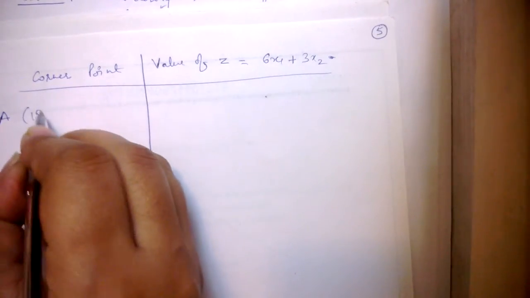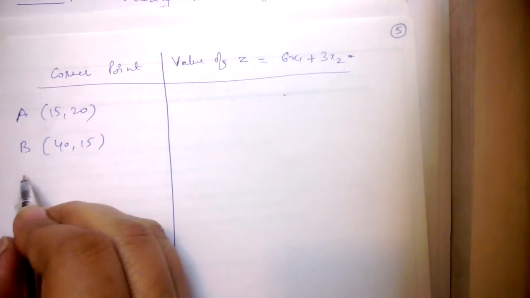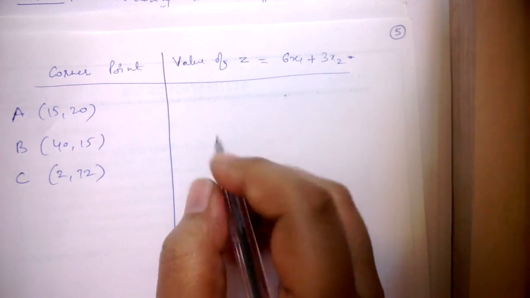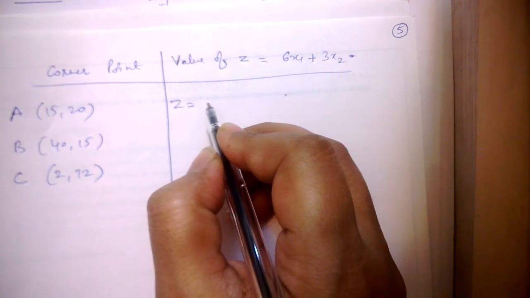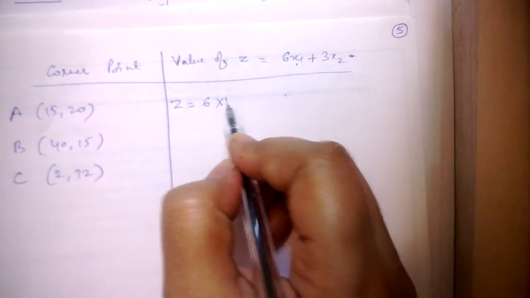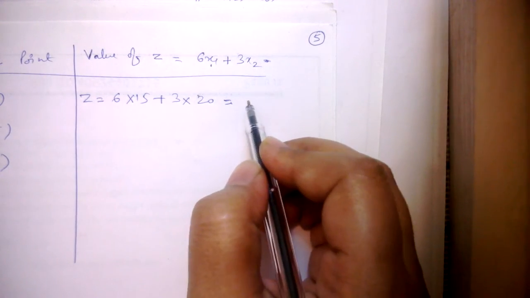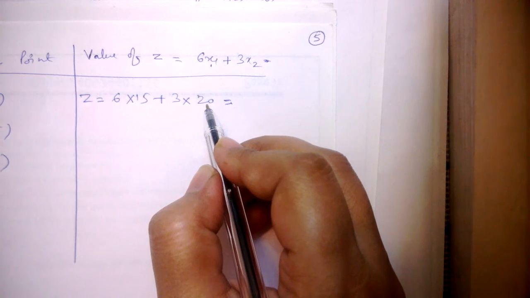Okay, so at these 3 points that we have just found, A, B and C, we'll find the value of z. Point A, the first corner point, is (15, 20), then point B is (40, 15), and point C is (2, 72). So what is z at (15, 20)? 6 into, put x1 as 15, and 3 into x2, x2 is 20. So when we multiply, we get 15 into 6, 90, plus 3 into 20, 60. So it is 150. Okay.